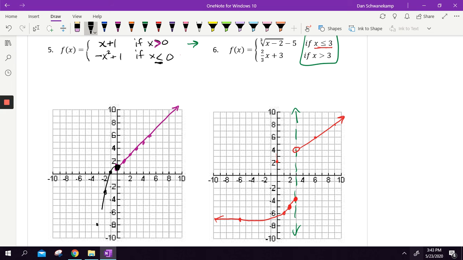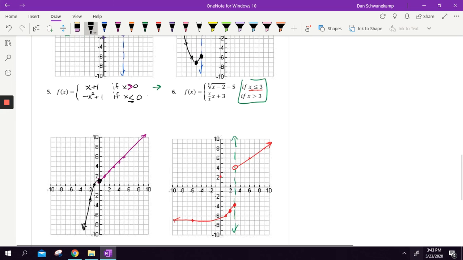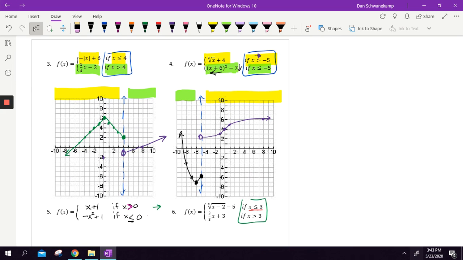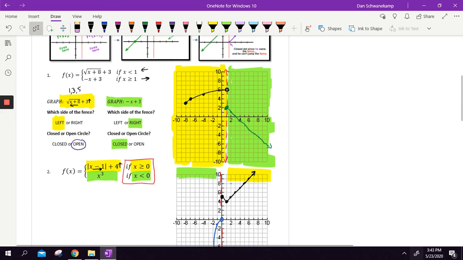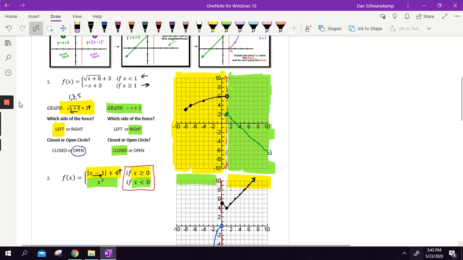That is my graph. Hope those make sense to you. It's more than anything else just graphing two shapes at the same time and understanding open or closed circle and which side of the line. Hope that helps, guys. If not, let me know.